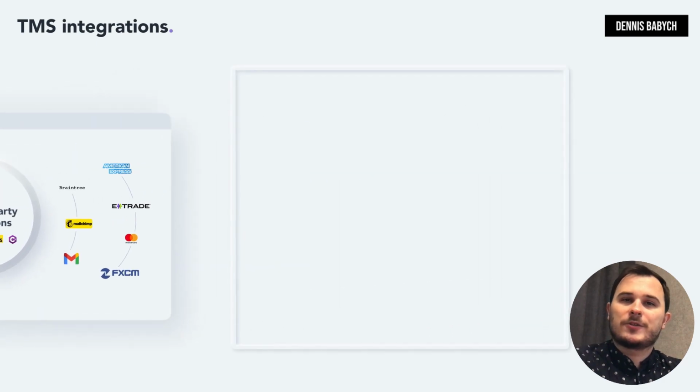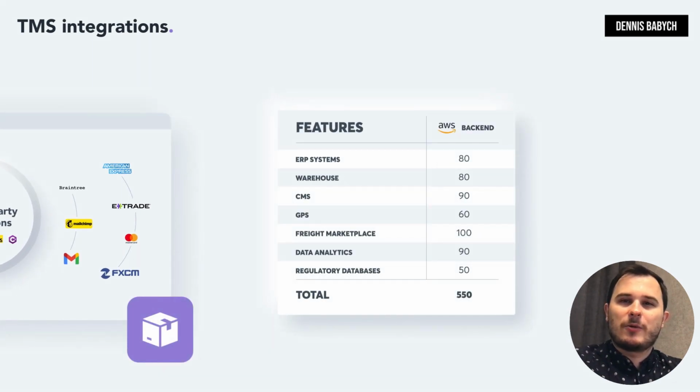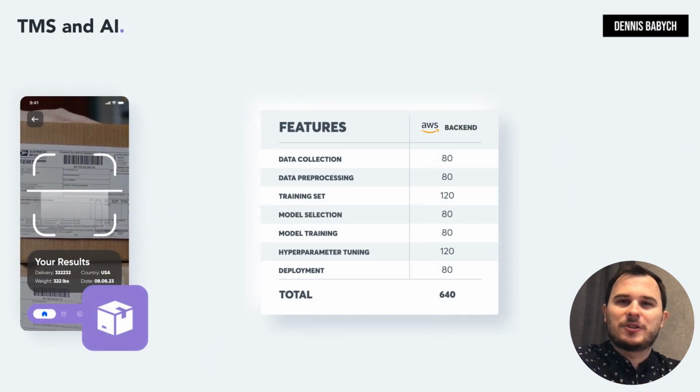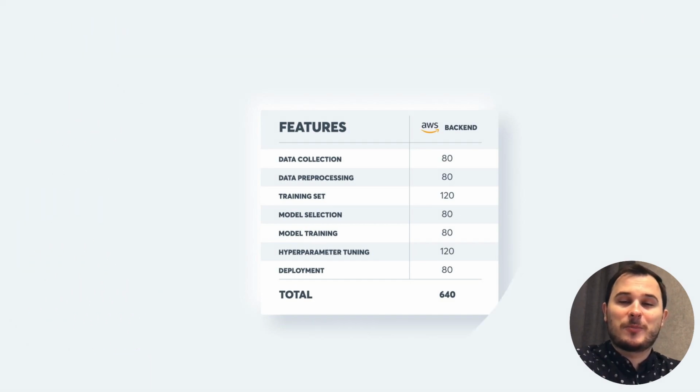Integration with third-party services is a very important part of your software, which may include integrations with ERP systems, warehouse management systems, CMS systems, GPS systems, freight marketplaces and load boards, data analytics platforms, and customs and regulatory databases. Also, if you want to include in your TMS software an AI integration for better fleet logistics or improved load planning, then you should keep in mind that you have to have enough data to do that. Millions of unique cases are needed to train your AI model and give a truly powerful impact.